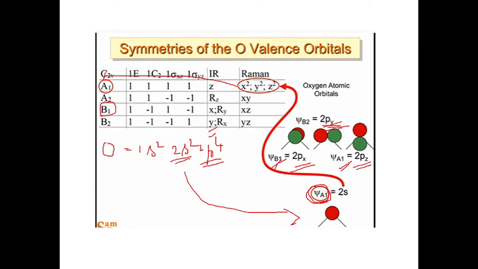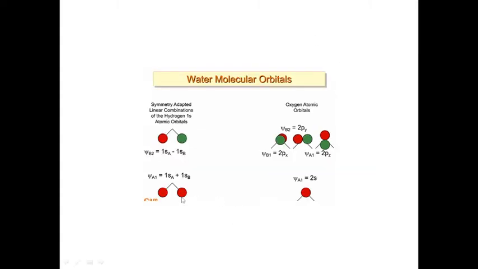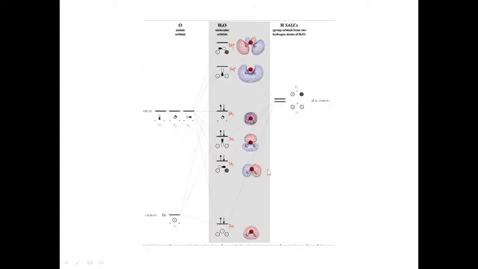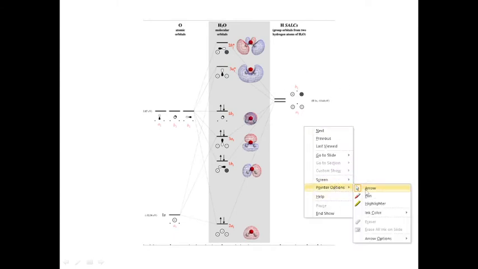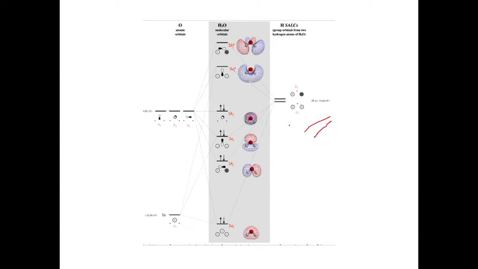Now they are going to combine to form the molecular orbitals like this. The combination is represented here. On the right side we have the SALCs of the hydrogen atomic orbitals, and on the left side you have the orbitals of oxygen. What we have to remember is that only orbitals of the same symmetry will combine with each other to form the bonding orbitals and the anti-bonding orbitals.